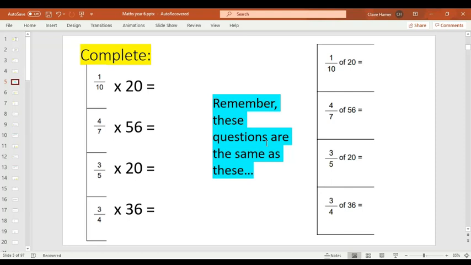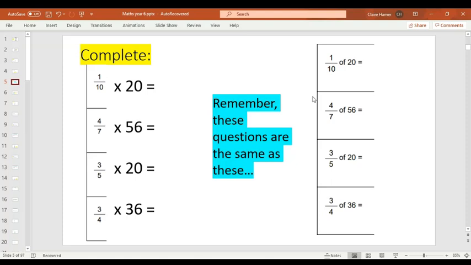Now I'd like you to practice that skill that we've just recapped. On your piece of paper, I'd like you to complete these calculations and write your answers down. So 1/4 times 20, no, sorry, I'm reading it wrong. 1/10 times 20, 4/7 times 56. Remember, these questions are the same as these over here. So 1/10 multiplied by 20 is the same as 1/10 of 20.